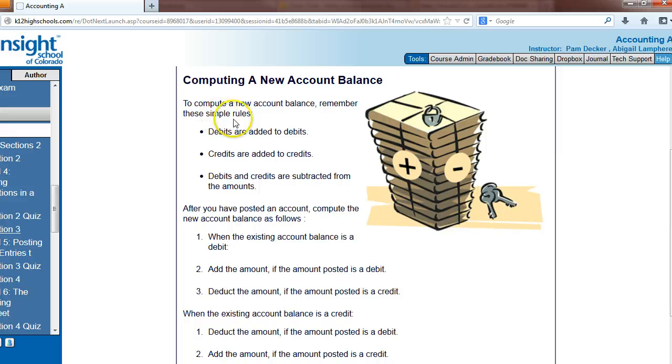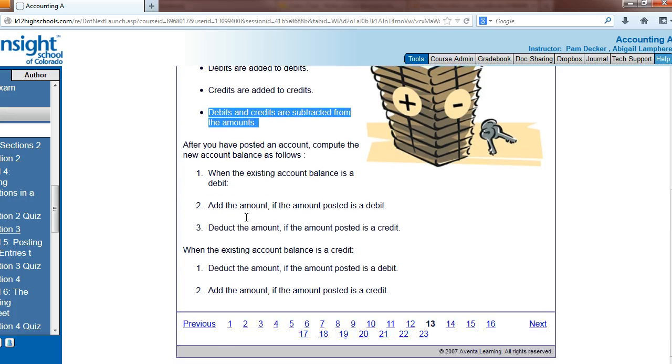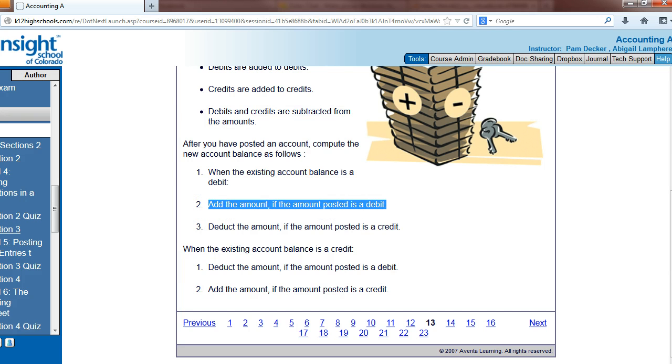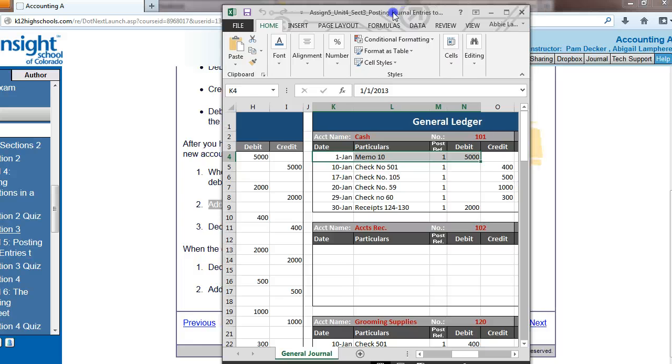To compute the account balance, you just need to remember these simple rules. Debits are added to debits, credits are added to credits, and debits and credits are subtracted from each other. After you have posted to an account, compute the new account balance as follows. When the existing account balance is a debit, add the amount if the amount is posted as a debit.